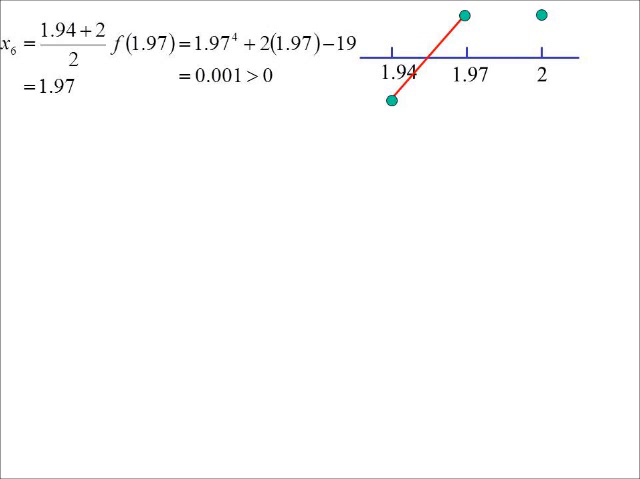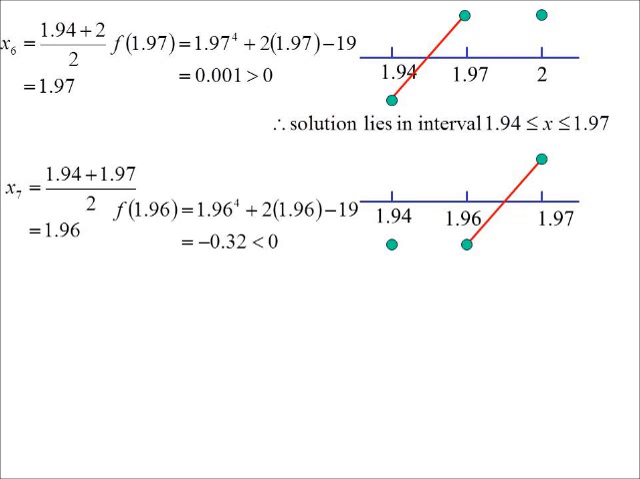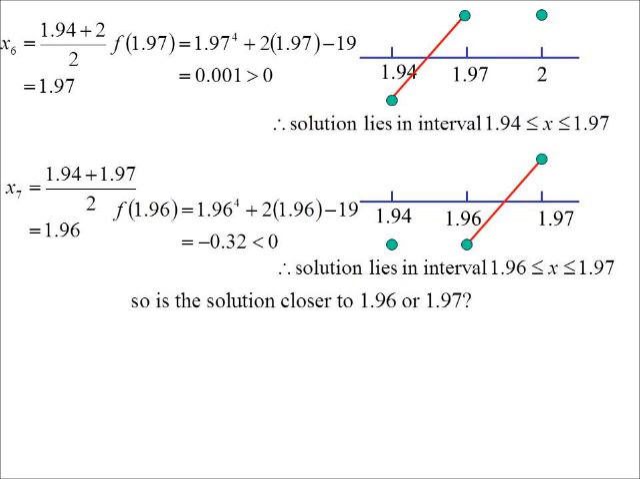So all right, 1.97. We now know the solution is in between 1.94 and 1.97. Average those two out, and I get 1.96. That's negative. So I now know it's between 1.96 and 1.97. Well, which is it then? Because remember, we want it to 2 decimal places. Where it cuts is either going to be closer to 1.96 or closer to 1.97. Which one?